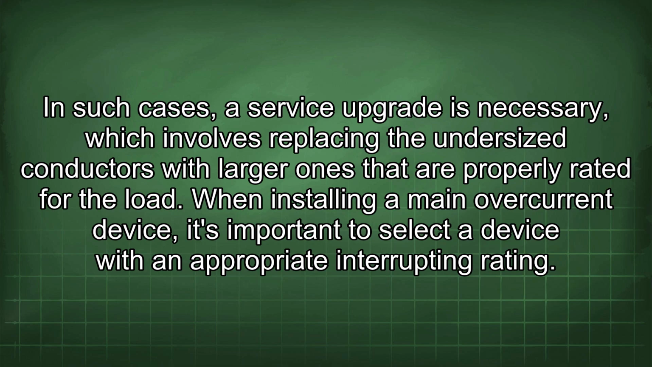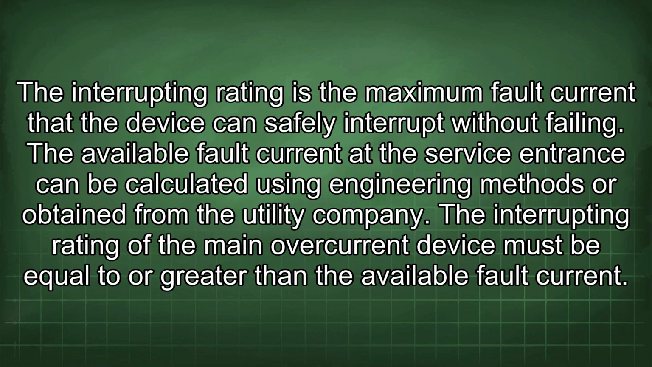When installing a main overcurrent device, it's important to select a device with an appropriate interrupting rating. The interrupting rating is the maximum fault current that the device can safely interrupt without failing. The available fault current at the service entrance can be calculated using engineering methods or obtained from the utility company. The interrupting rating of the main overcurrent device must be equal to or greater than the available fault current.